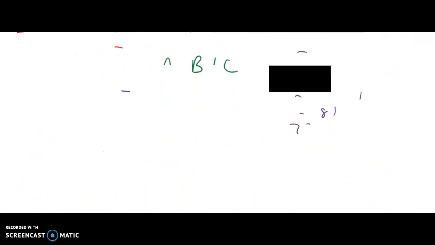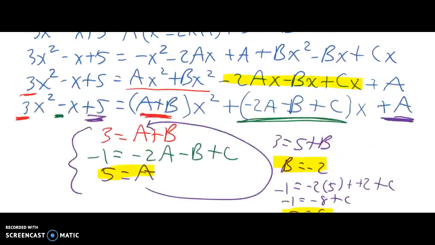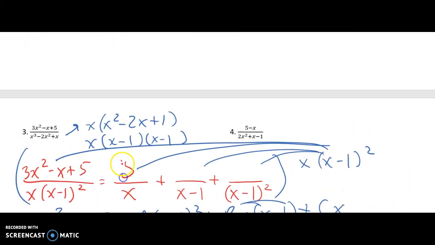So A, we got, see if I can remember them. They're down here. A, we got 5. B, we got negative 2. C, we got 7. So A is 5, negative 2, 7. Come back up here. 5, negative 2, 7. That, I'm going to highlight it back in, is the answer to the whole problem. That's what we're trying to figure out. We're trying to figure out what 3 fractions added together get me the original thing. So this is the partial fraction decomposition of that problem.